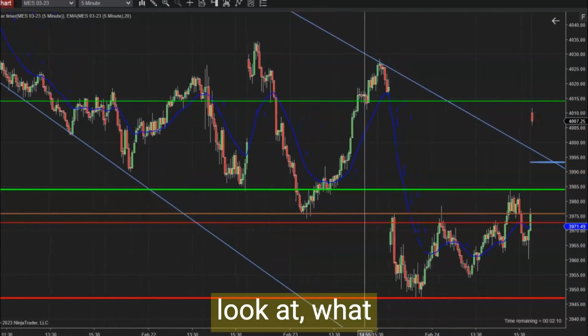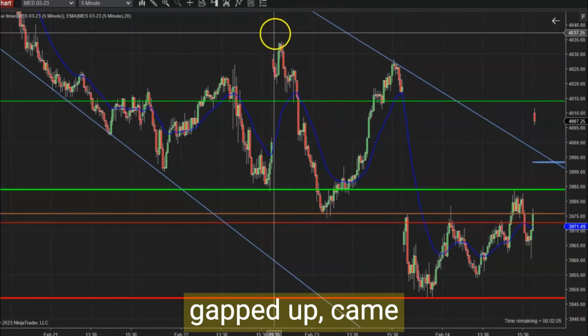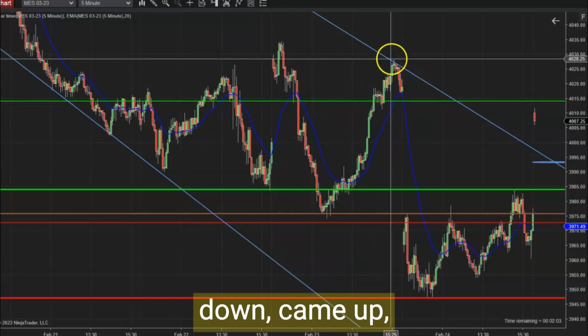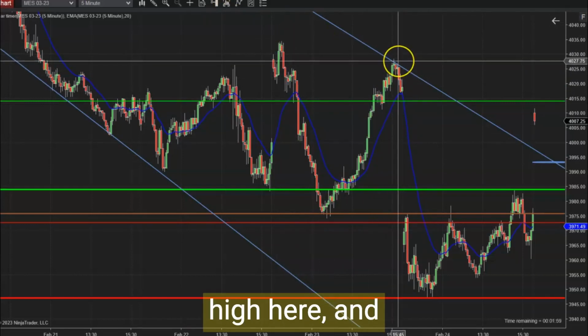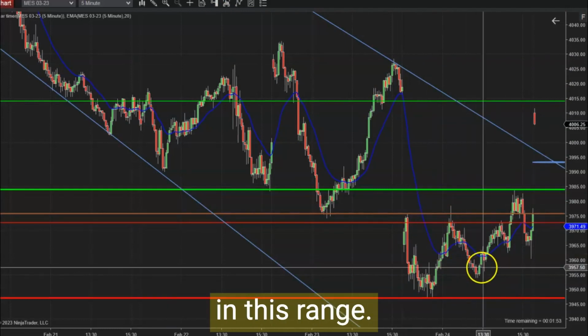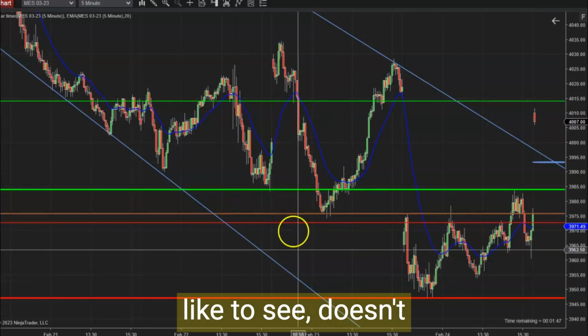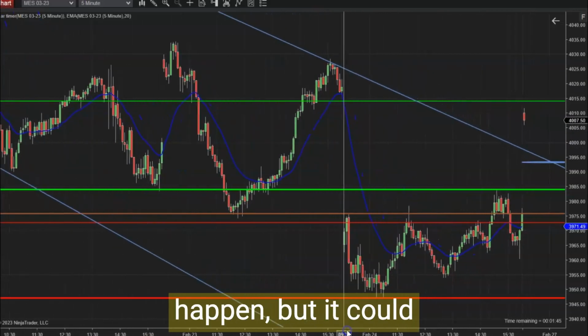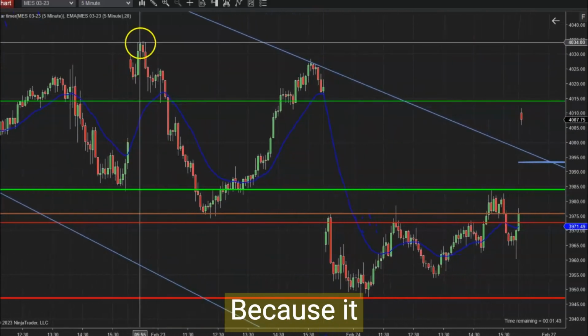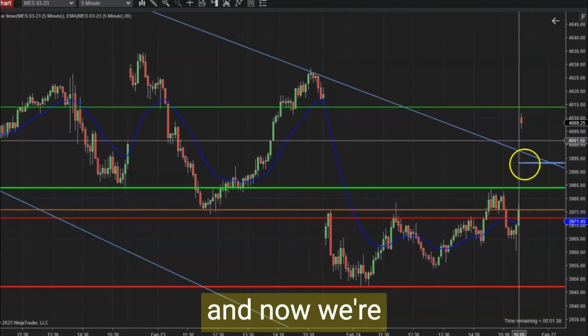I like to always look at what the price action was last week. So on Thursday, we gapped up, came down, came up. And then we made a lower high here. And then we gapped down, and then we stayed in this range. Now we're gapping up. When we gapped up on Thursday, look what happened. So I always like to see, it doesn't mean that's going to happen, but it could happen, right? Because it just happened 2 days ago. So this was a trading range. And now we're gapping here.